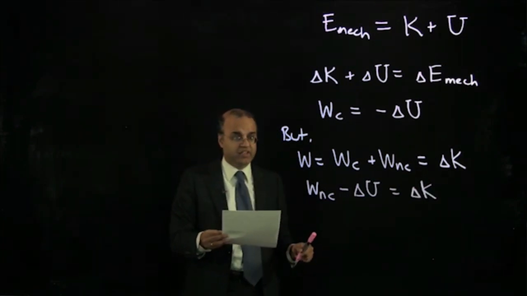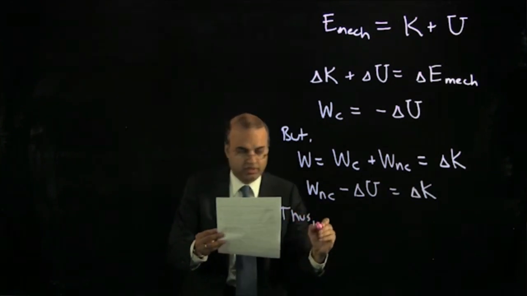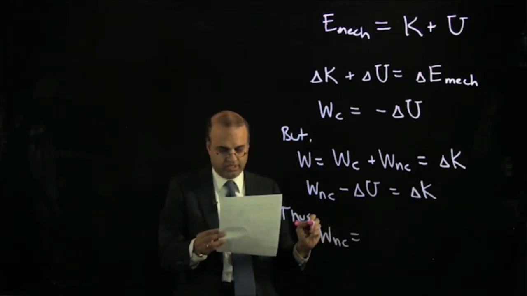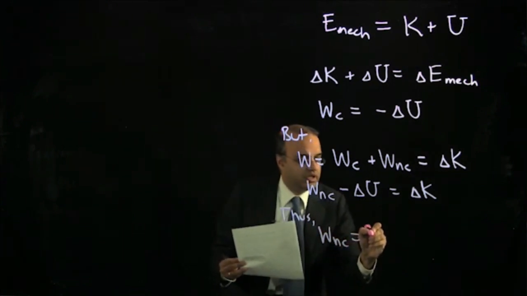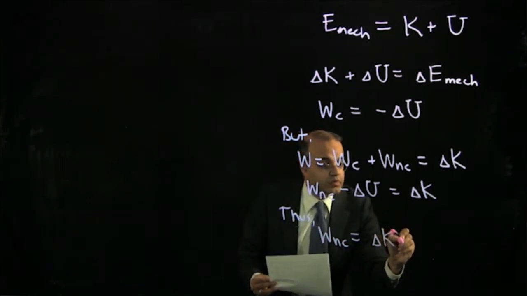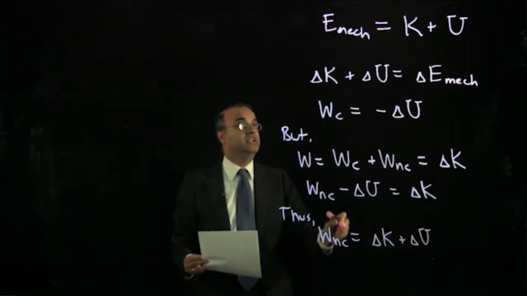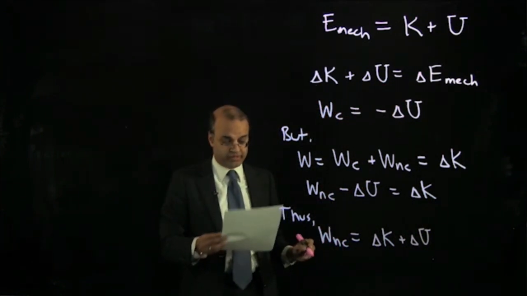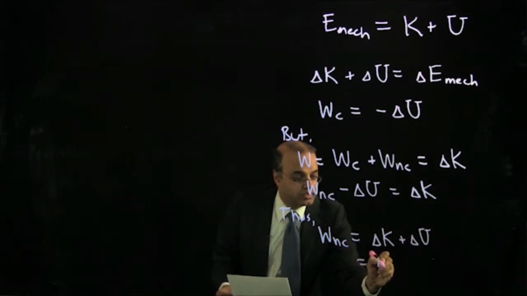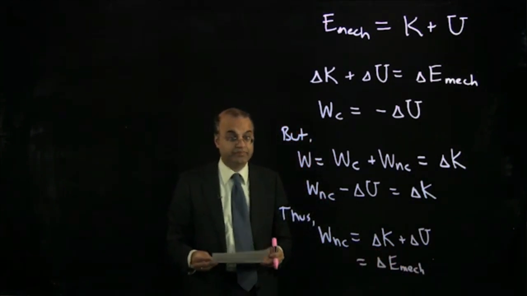Now, by rearranging this equation, this means that the non-conservative work is equal to delta K, the change in kinetic energy, plus delta U, the change in potential energy, but that's equal to the change in the total mechanical energy. So the non-conservative work is equal to the change in the total mechanical energy.